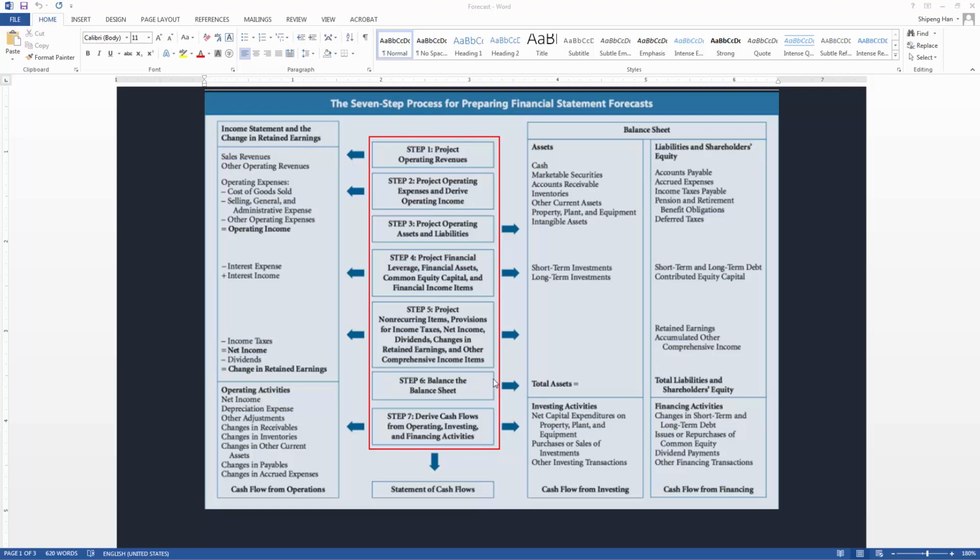Now we start from step 2, project operating expenses and derive operating income. In this step, we are going to forecast several elements of operating expenses: cost of goods sold, SG&A expenses, and other operating expenses. Okay, so these are all deductions from the revenues. So when you forecast them, you should pay attention to their sign.